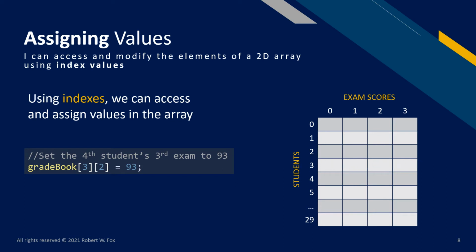But I don't want to look at all the grades. I specifically want to go to column 2, which would be their 3rd exam score. So I'm going to row 3 and column 2, and that means that we're going to put a 93 in that spot, the 4th student's 3rd exam. And in this way, I can access any element in my 2D array. I just need to use the 2 dimensions, the row and the column. Row always comes first.